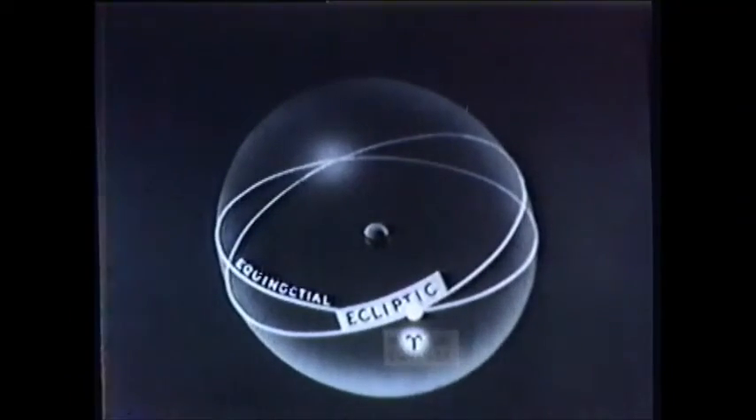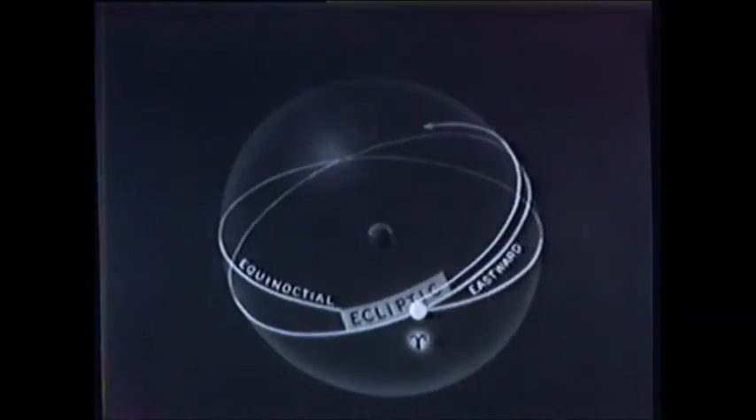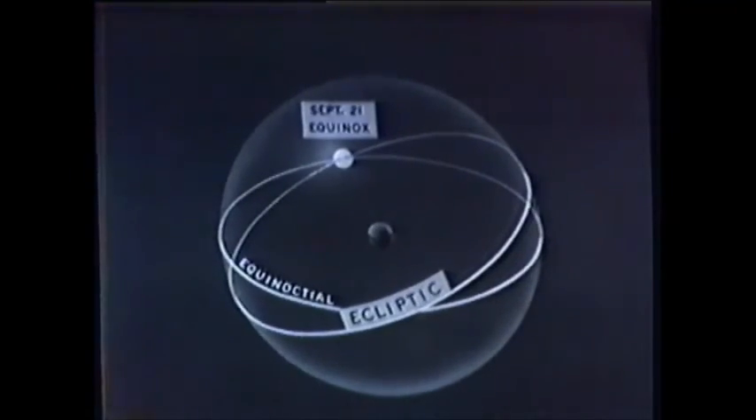The March equinox is very important to navigators as it is used as a point of origin for measurement of coordinates. This sign is used to denote the March equinox. The declination of the sun changes at this point from south to north. The point where the ecliptic crosses the equinoctial on the other side of the celestial sphere, 180 degrees away, is the September equinox. At this point, the declination of the sun changes from north to south.